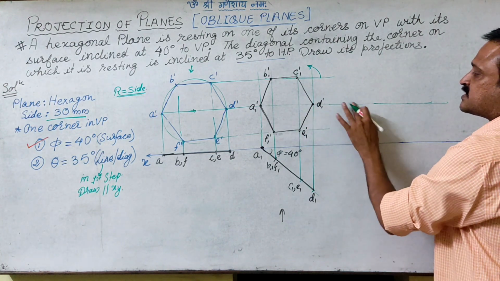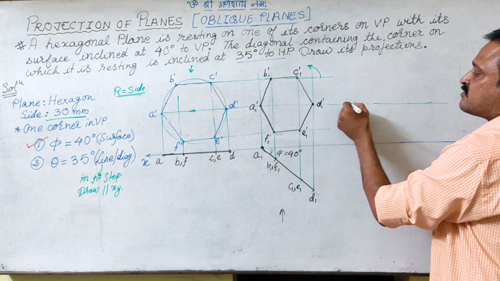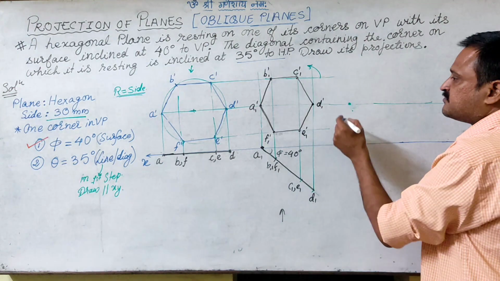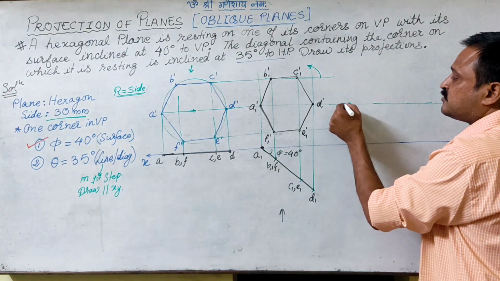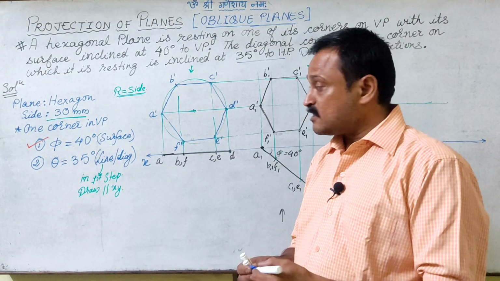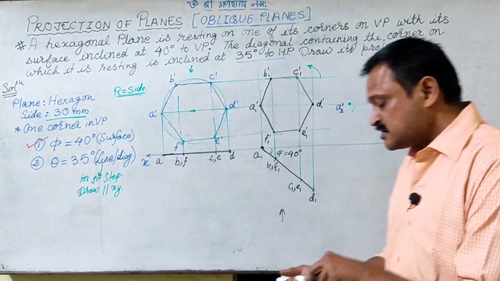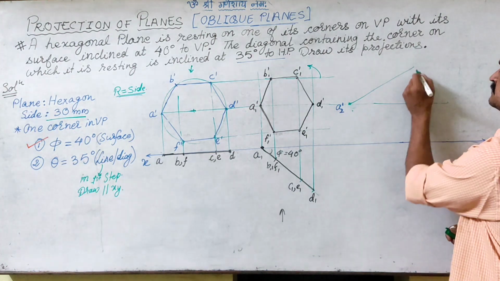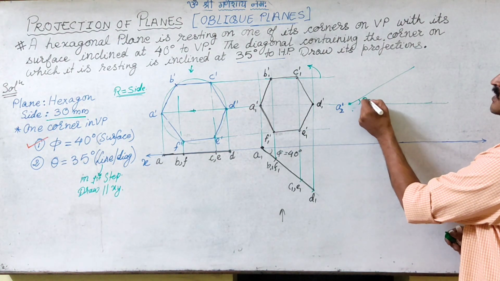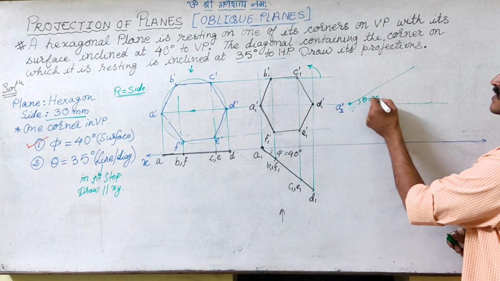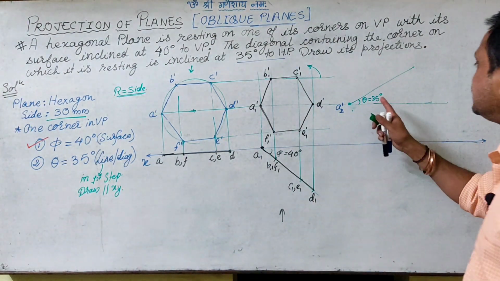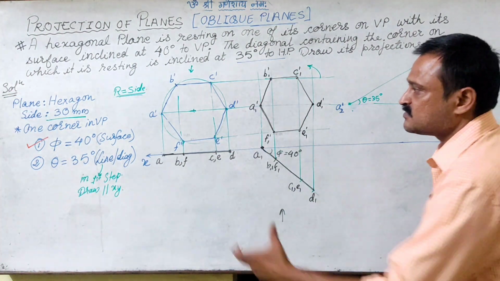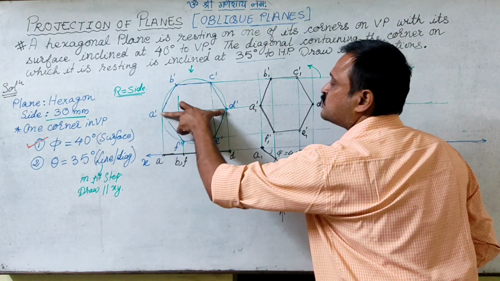I extend this projector, locus of A, and I mark one point here, and I name this point A2 dash. This is the second condition we are going to put in. Now theta is 35 degrees, so here I will draw one line inclined at 35 degrees. When I am drawing this as theta 35 degrees, this length must be the true length, and we know the true length of the diagonal. So here we have the true length of the diagonal.